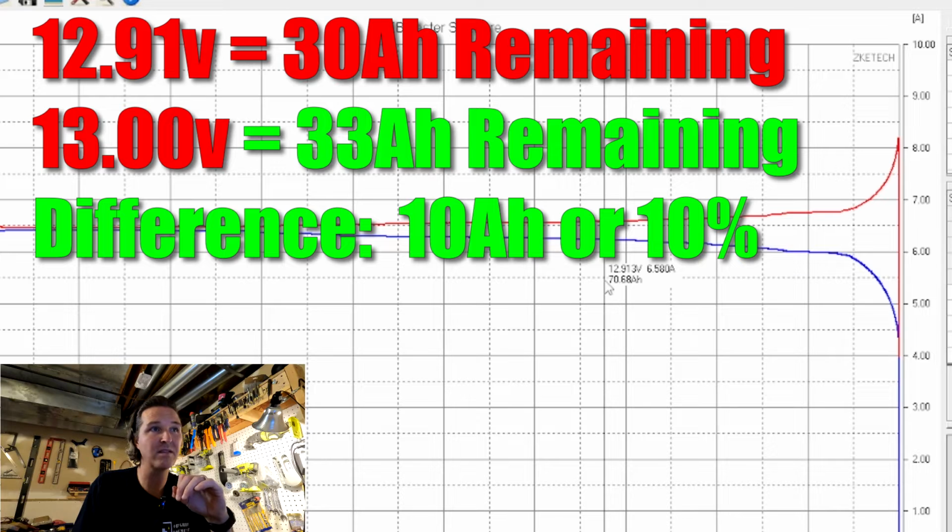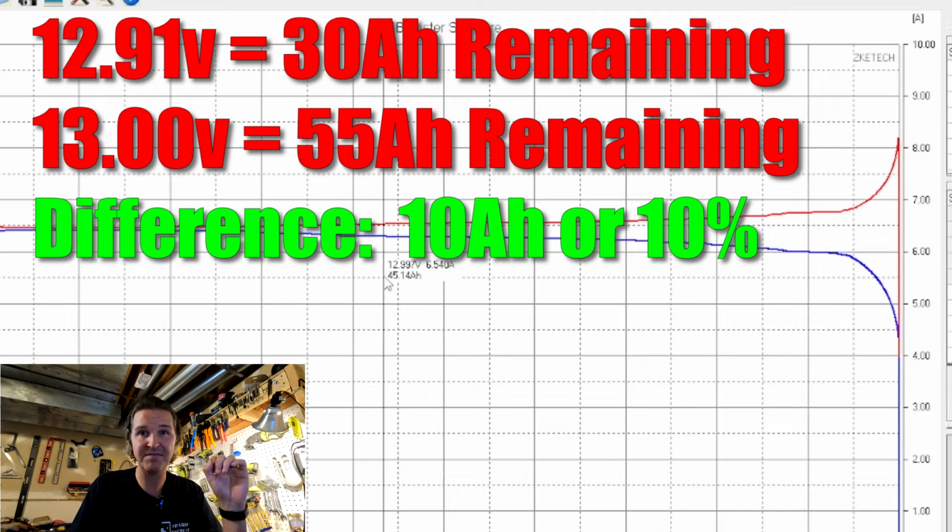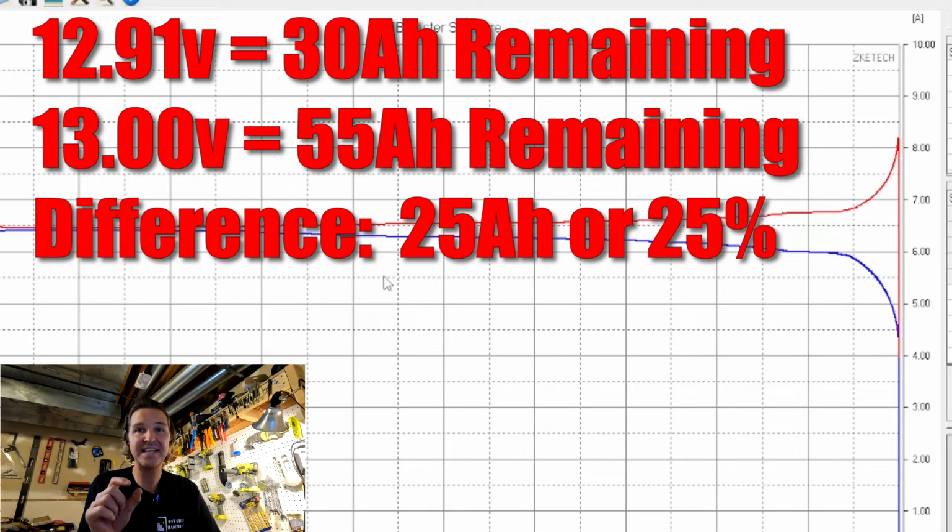Now, what if the other one measured at 13? So 13 would be here, at basically 45 amp hours taken out of the battery. So there's 55 amp hours left there. So 30 amp hours left compared to 55 amp hours left, that's 25 amp hours. That's a quarter of your battery that is just magically gone, depending on what kind of multimeter you use and what it thinks the voltage of the battery is.